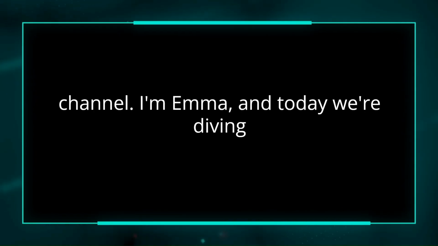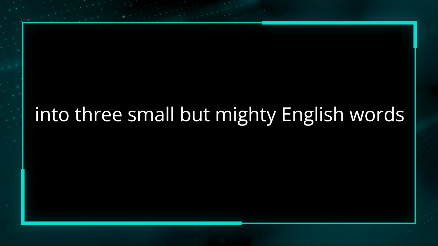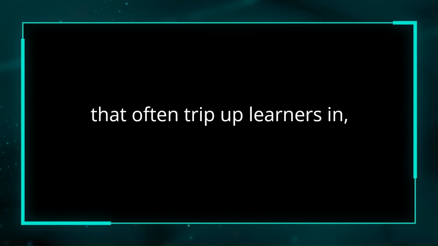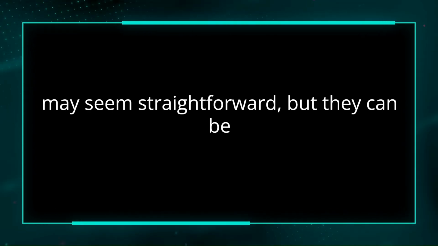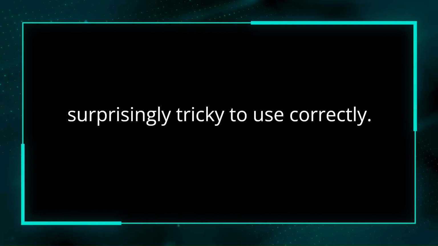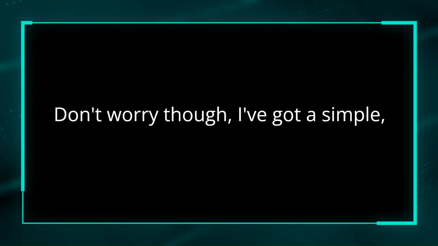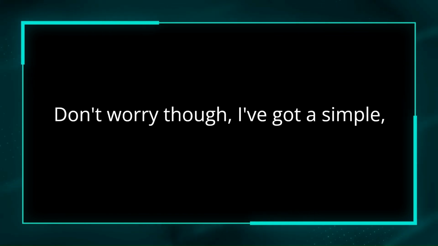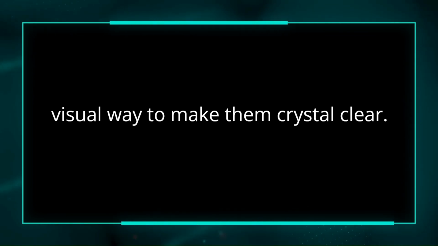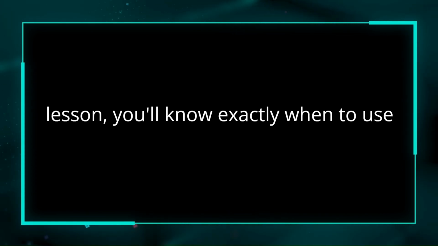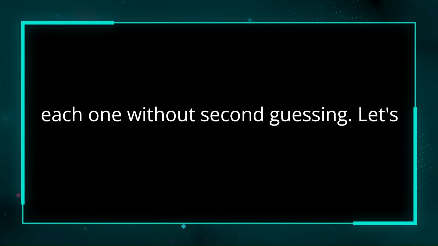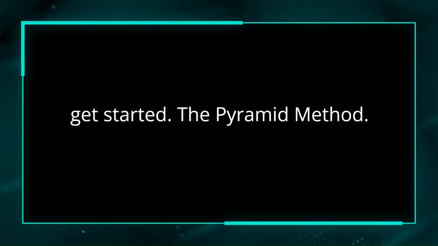I'm Emma, and today we're diving into three small but mighty English words that often trip up learners: in, on, and at. These prepositions may seem straightforward, but they can be surprisingly tricky to use correctly. Don't worry, though. I've got a simple, visual way to make them crystal clear. Picture a pyramid. And by the end of this lesson, you'll know exactly when to use each one without second guessing. Let's get started. The pyramid method.